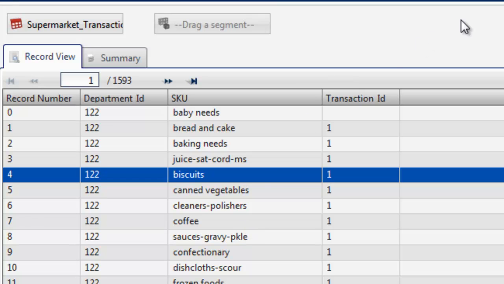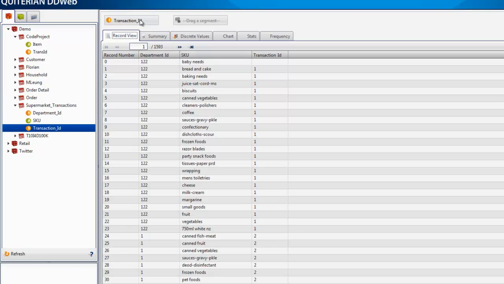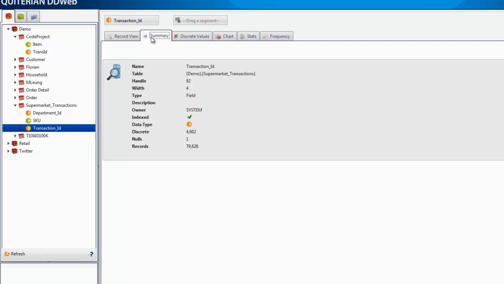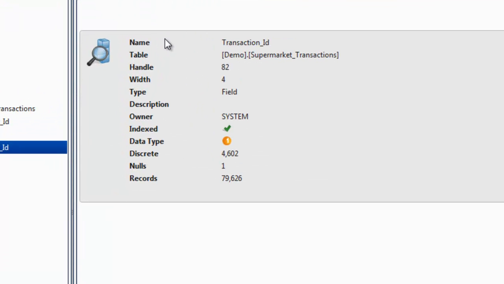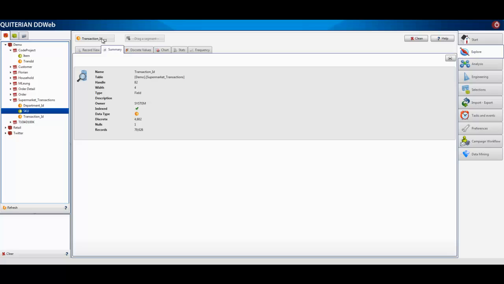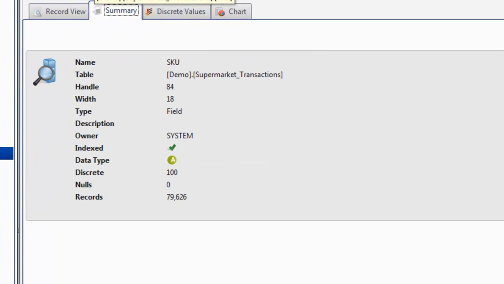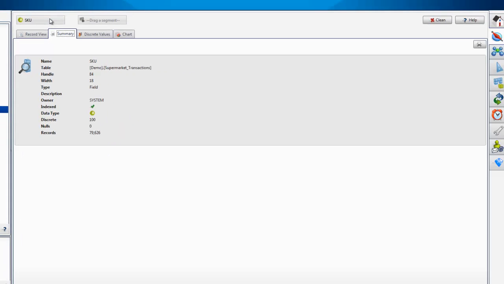Let's get a quick summary of the table so we can see how many transactions and how many products we're dealing with. So here it's saying that there are 4,602 discrete transactions and 100 products. So it's a nice sized data set for this demonstration. Okay, so let's go to the main screen now for running the association rule analysis.